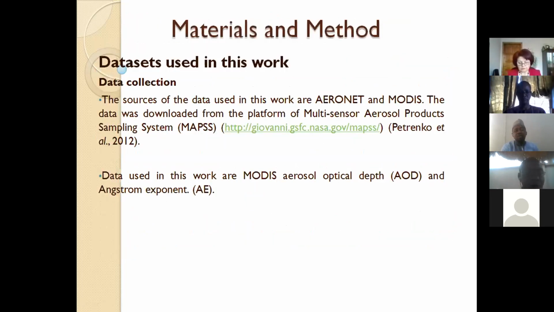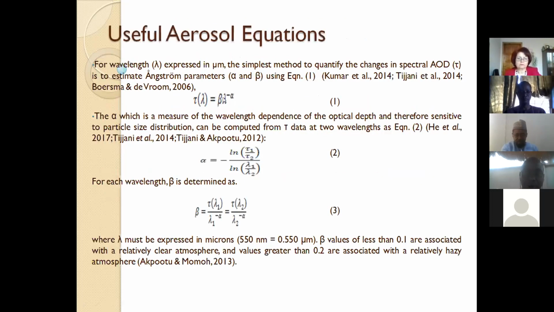The data used in this work is downloaded from a NASA website called MAPS, the Multi-Aerosol Product Sampling System. It's free. I only downloaded aerosol optical depth data and calculated the Angstrom exponent, because for the wavelength I'm using, it's not supplied there. So these are the useful information. This one is a major aerosol equation, and this is how I calculated my Angstrom exponent.